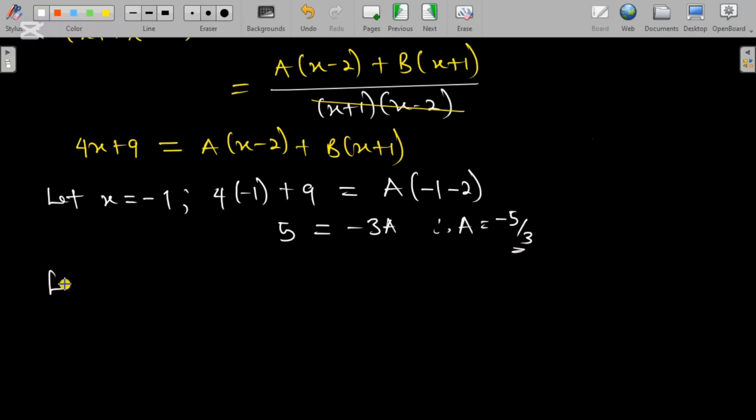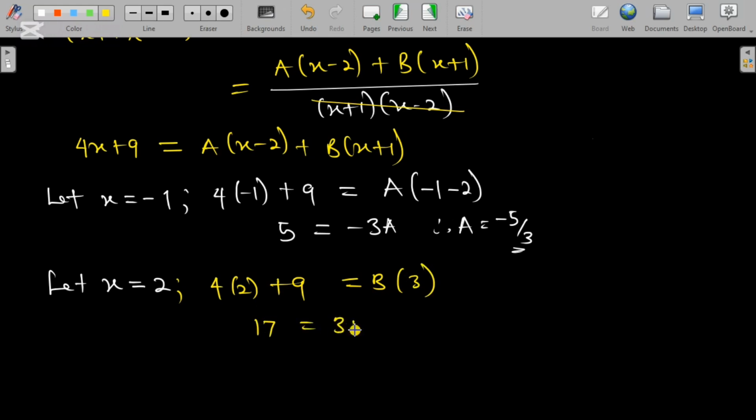And then again, if we want to eliminate a, then we will let our x be 2, so that 2 minus 2 will be 0. And so that will be 4 times 2 plus 9 is equal to, on the other side, this will turn to 0, so this will be b into 2 plus 1, which is actually 3. And so this is going to give us 8 plus 9, which is 17, equal to 3b. So our b alone is equal to 17 all over 3.